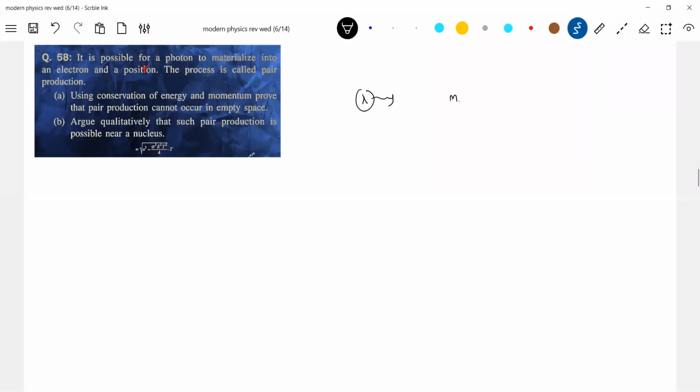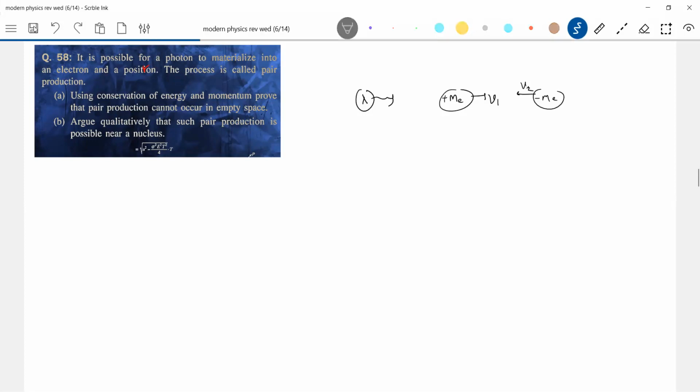So here we'll get m_e. It will move with a velocity, say V1. This will be the positron, this the electron. This will move with a velocity V2. I think, is it possible? Momentum should be conserved. So is it possible for them to be along the x-axis? Both the positron and electron have the same mass, no? Is this situation possible? The answer is no.